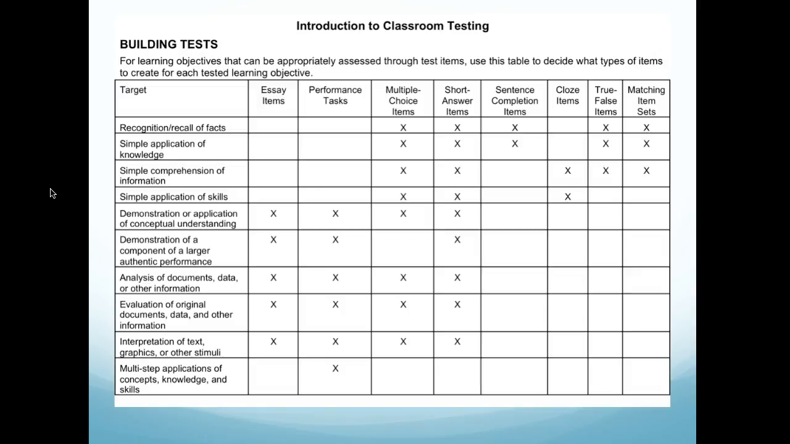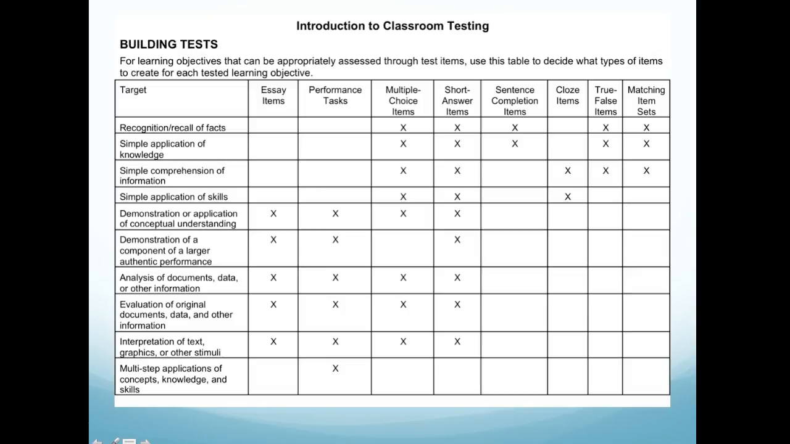So of those types of tests, these are why you would use them. For learning objectives that can be appropriately assessed through test items, so understand that not all of them are, use this table to decide what types of items to create for each tested learning objective. If you want just recognition and recall of facts, thinking of Bloom or Krathwohl, you can use multiple choice items, short answer items, sentence completion items, true false items, and matching.